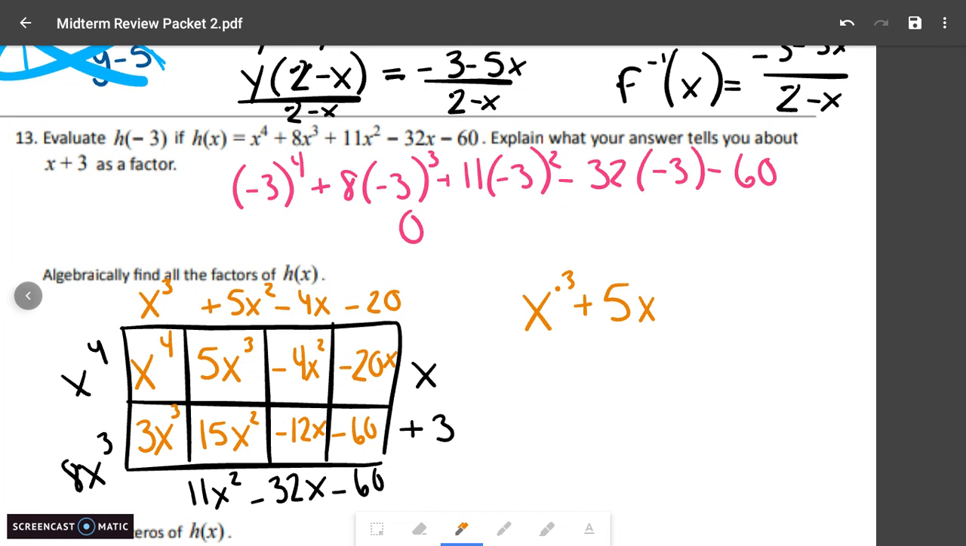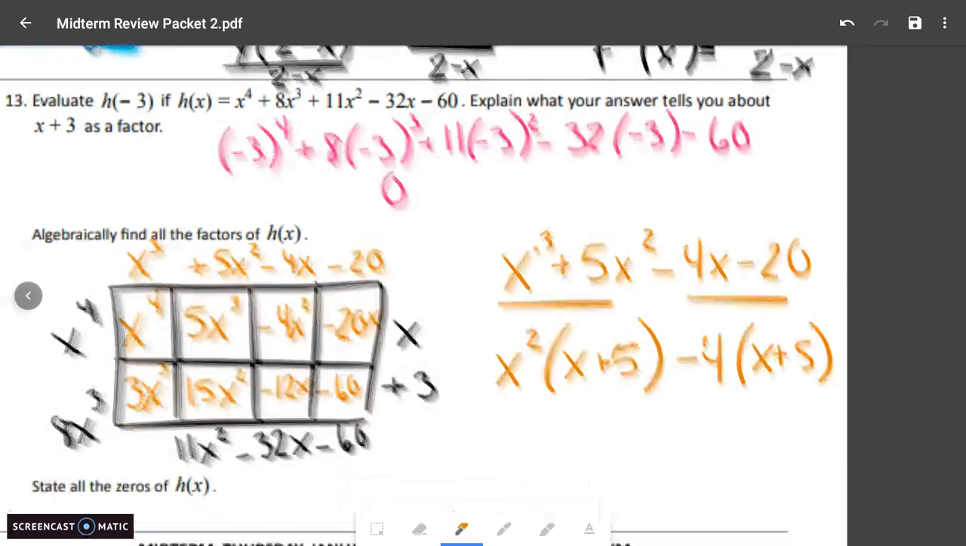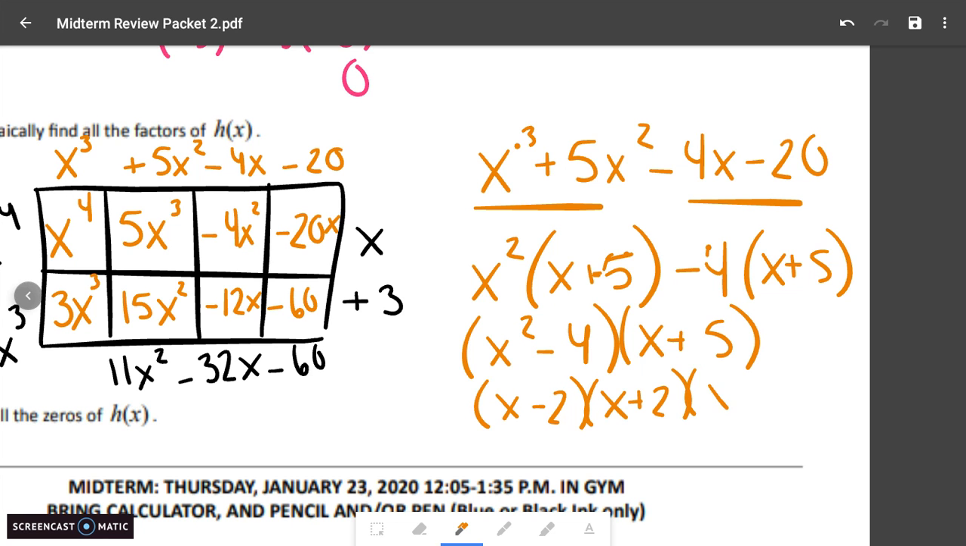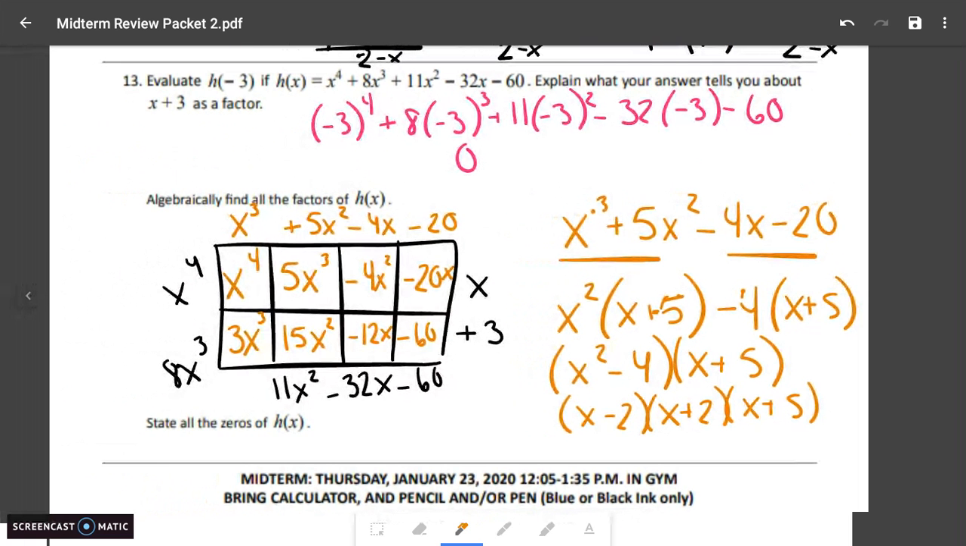What's nice about this as well is that we see 4 terms. So we probably feel that it's going to nicely factor by grouping. I'll pull out that x squared and get x plus 5 minus 4, x plus 5, x squared minus 4, x plus 5, and we factor. So that's me algebraically showing the rest of the factors.